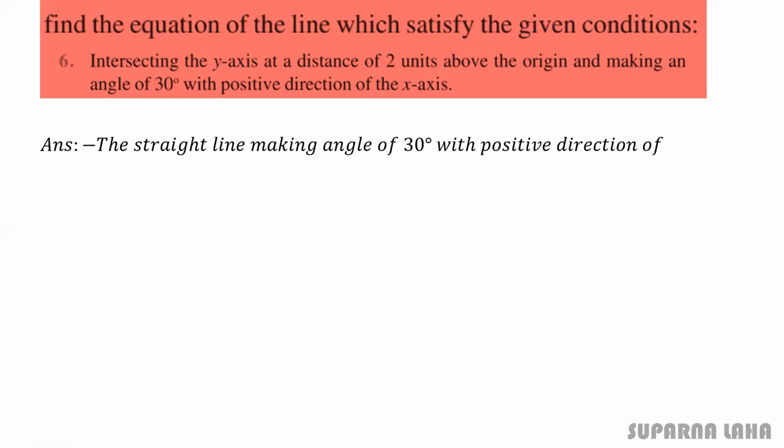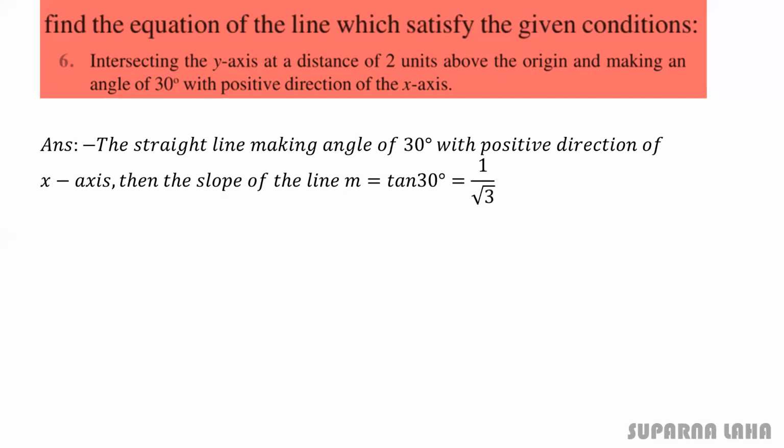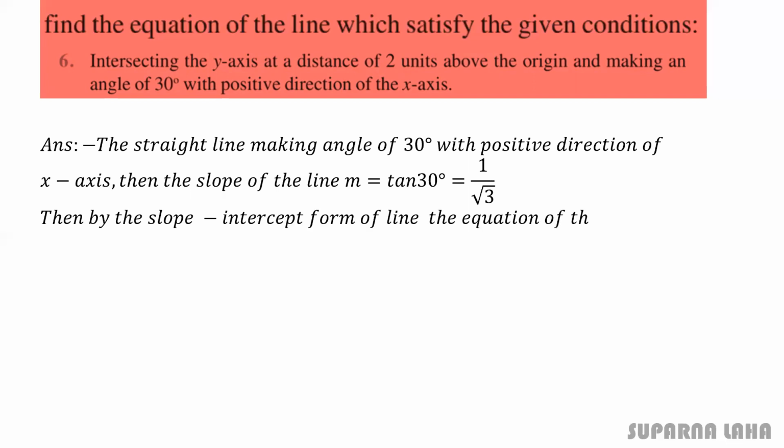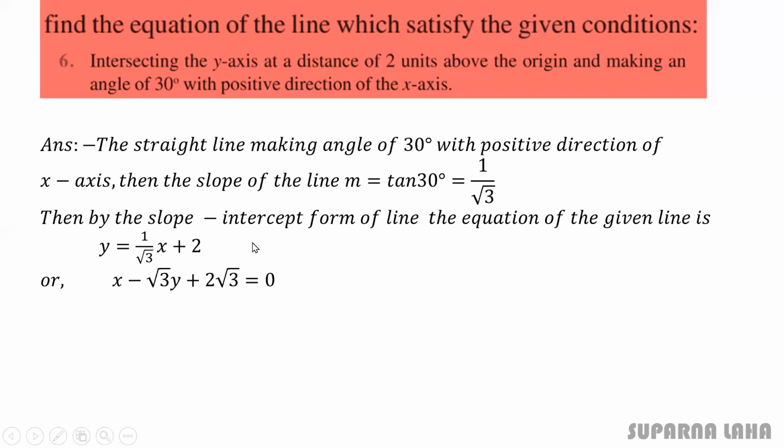So the straight line making an angle of 30 degrees in the positive direction of the x-axis, so m is what? tan 30, that is 1/√3. Now the slope intercept form is y = mx + c. So y = (1/√3)x + 2 is the equation. Okay, this is the equation of the line. Simplify it, otherwise you can leave it as it is.